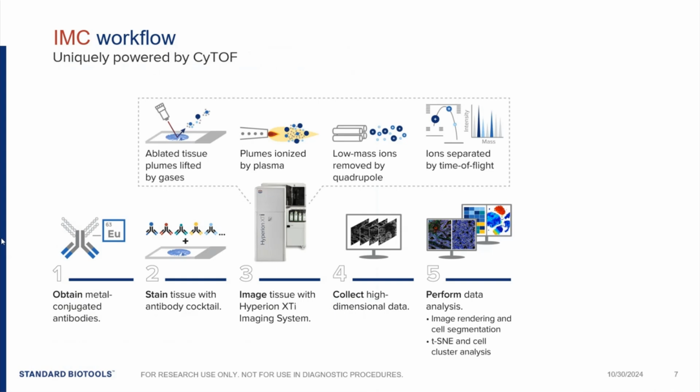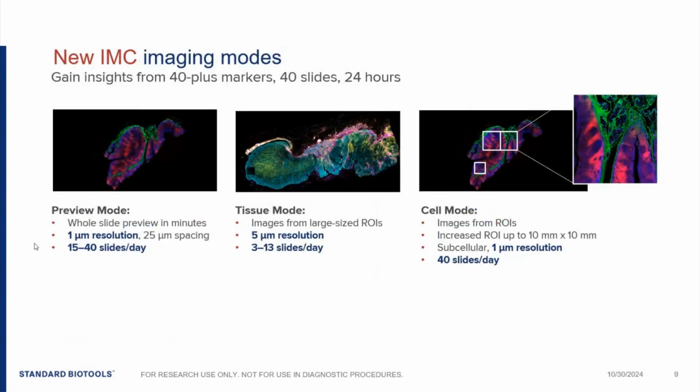Another advantage to IMC are the unique imaging modes available. Because we are using a laser scan across a tissue section, there are numerous ways we can sample our data. So here are 3 of the imaging modes that I'd like to introduce you to. The first one I'll introduce you to can be seen here in the middle of the screen. This is called tissue mode.